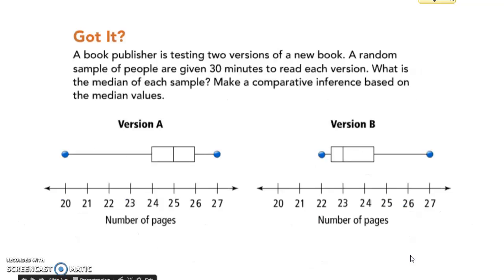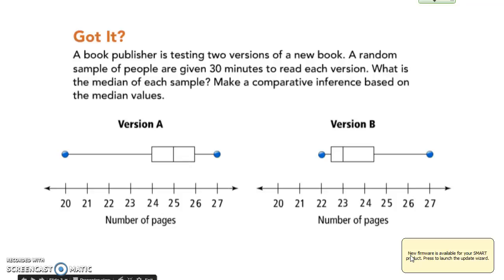All right, looking at this example, you don't need to copy this, just look at it with me. It says, a book publisher is testing 2 versions of a new book. A random sample of people are given 30 minutes to read each version. What is the median of each sample? And then make a comparative inference based on the median values. So where do we find the median value from our box plot? We learned this in our last lesson, what each of these pieces of the box plot represents.